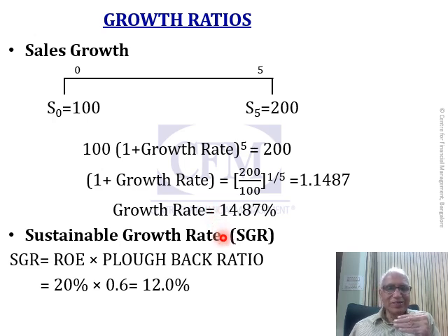Sustainable growth rate is defined as the product of return on equity and plowback ratio. If the return on equity is 20% and the plowback ratio is 0.6, sustainable growth rate is 12%. What does it mean? It means the firm can grow at a rate of 12% by relying on internal equity supported by debt in line with the capital structure policy of the firm.